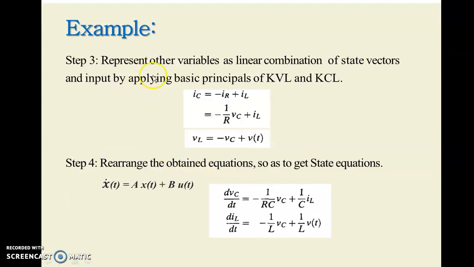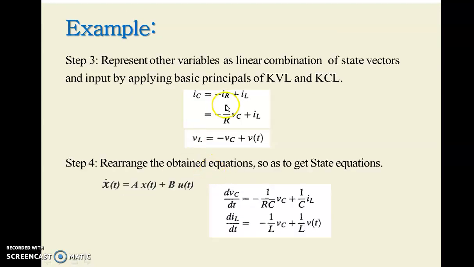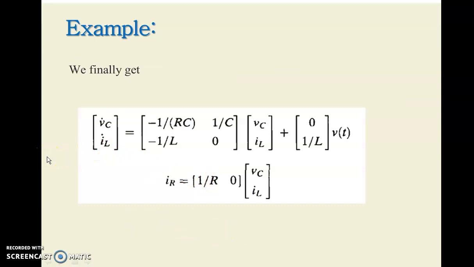On the given electrical circuit, we apply basic principles of electrical systems like KVL and KCL when we write current equation and voltage equation. With the help of these two system equations, we try to rearrange the equations of KVL and KCL, and finally we arrange them in terms of state equation. Similarly, we also identify our output variable and write the output equation as well. Once we rearrange all the state equations and output equation in terms of our state model, we get our final output, which is mentioned over here.